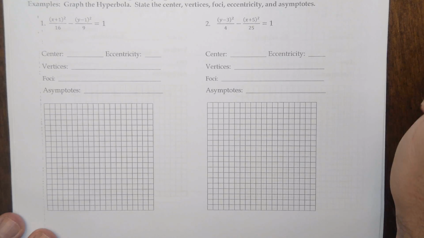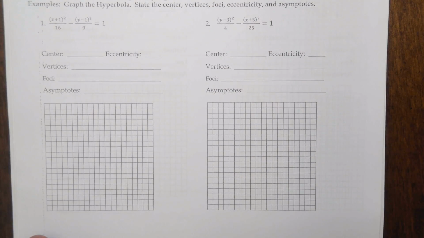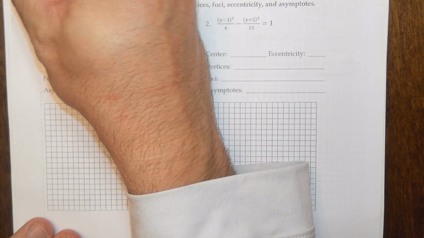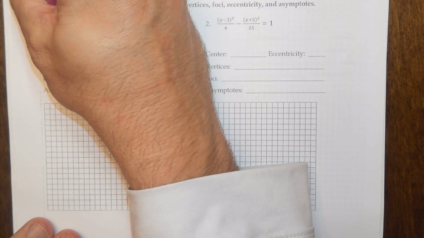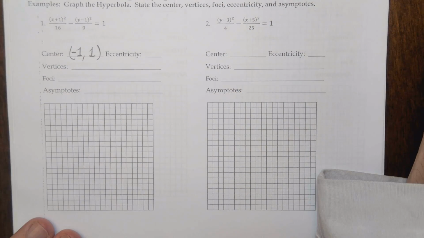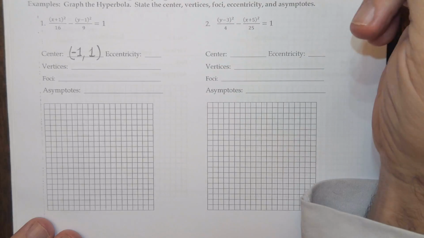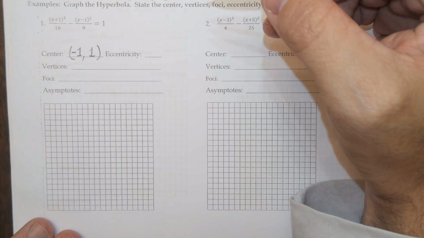So we've got (x + 1)^2 over 16 minus (y - 1)^2 over 9 equals 1. My center is still always, guys, opposite h and k. Remember, h is with x, k is always with y. So it looks like my center is going to be (-1, 1). Now, to do the rest of this, we need to find a, b, and c.